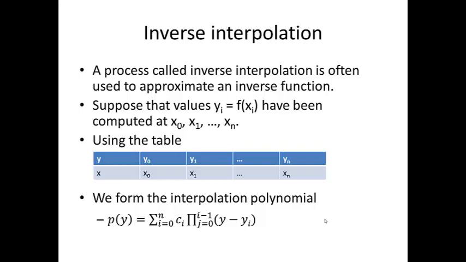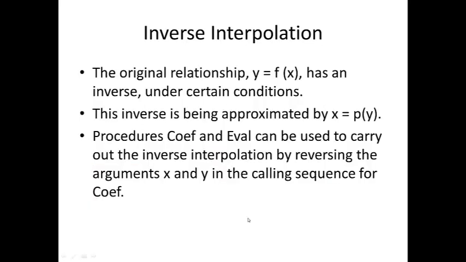Inverse interpolation is a process to approximate an inverse function. So suppose that the values y_i equals f of x_i have been computed for x0, x1, through xn, using this table. We can form the interpolation polynomial in our usual way: p of y is equal to the sum, i equals 0 to n, of c_i, the coefficients, times the product of y minus y_i. The original relationship y equals f of x has an inverse under certain conditions, and this inverse is approximated by x equals p of y.